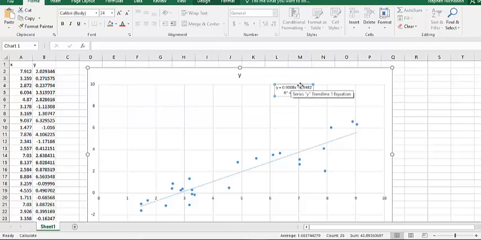So there's your regression equation. There's your R squared, 0.8471. And every time I put, that's not good. Why did it do that?